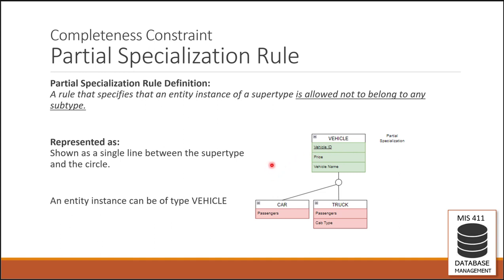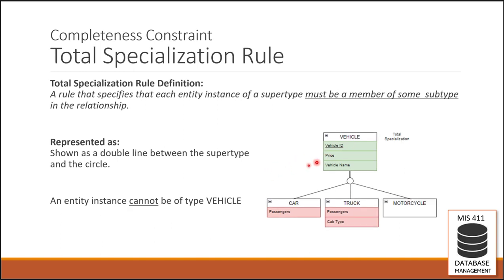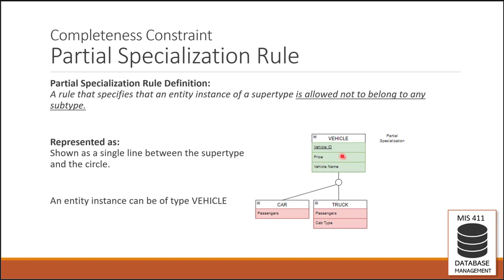And that's really the only difference. And that's the entirety of the completeness constraint right there, really. Total specialization, every entity instance must be of a type of subtype, must be a subtype. It cannot be the supertype. Okay, total cannot be the supertype. Partial specialization, it can be the supertype, or it can be a subtype, or it can be more than one, and as we're going to deal with in the next set of slides, disjointness constraints.